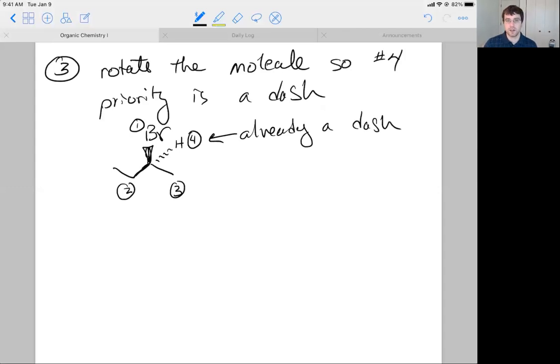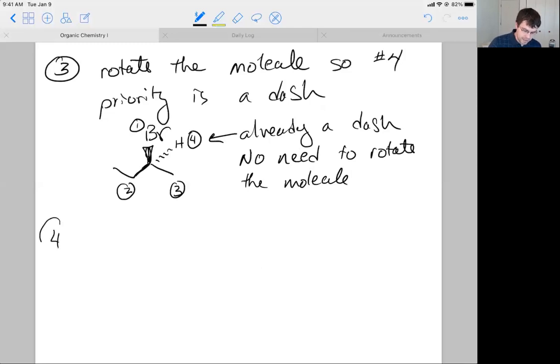So it's already a dash. Okay, cool. If it's already a dash, then there's no need to rotate the molecule. Okay, so there's no need to rotate the molecule in this case. And we can move on to step 4. So step 4 is the last step.